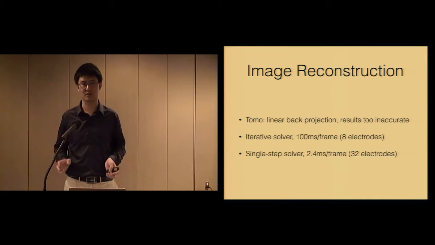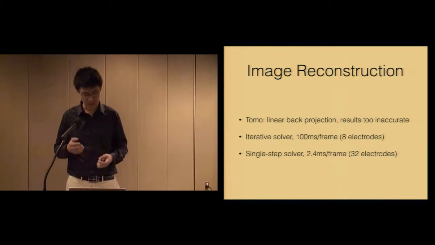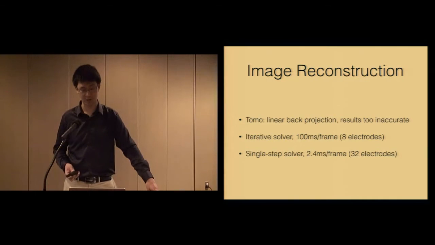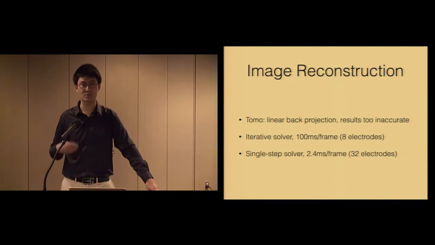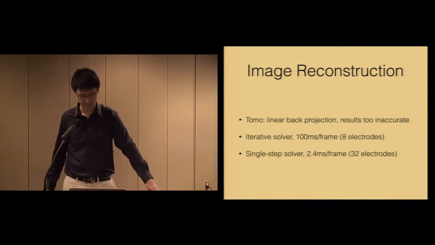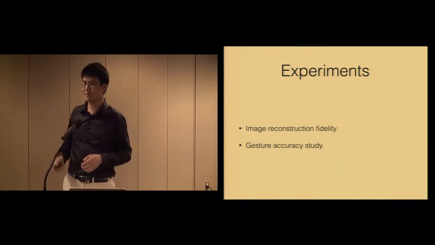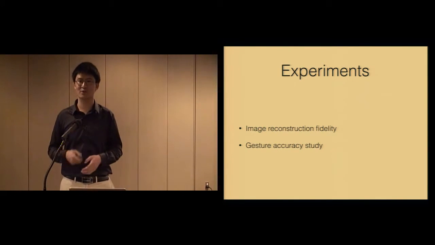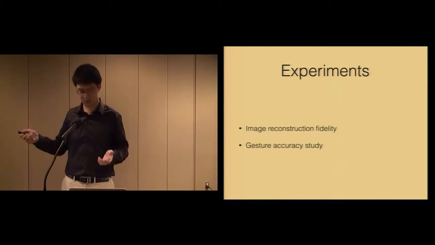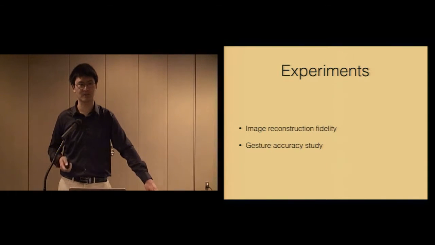Doing all those iterations takes a lot of time, and it would take hundreds of milliseconds to run for our current system. So instead, we opted for what's called a single-step maximum a posteriori reconstructor, which achieves real-time reconstruction in a single step, and that lets us reconstruct images as fast as they come in. Again, details on the exact algorithms are in the paper. So we ran a couple of experiments to see what combinations of factors, what combinations of electrodes, sensing modality, et cetera, were optimal. We did an image reconstruction study and a user study for gesture accuracy.